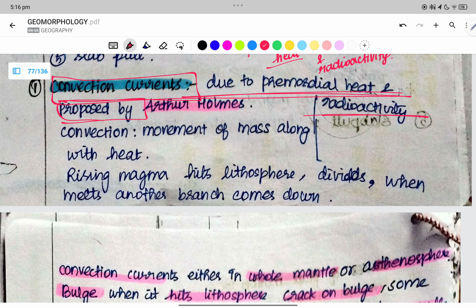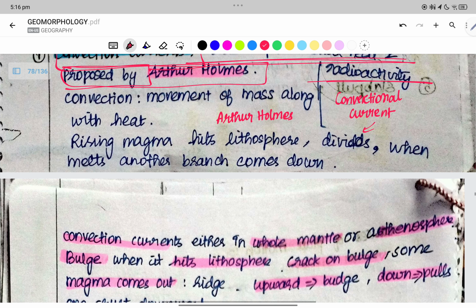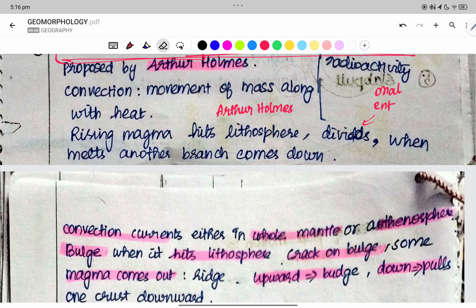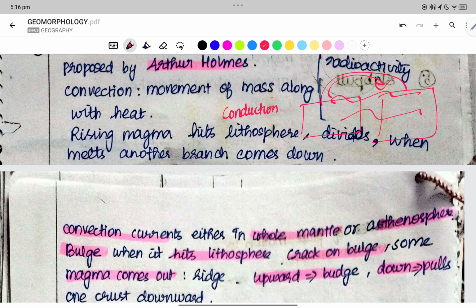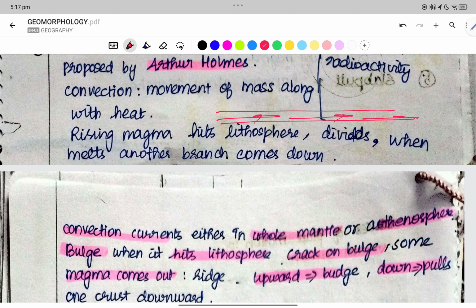Now, the theory of the convection current is proposed by Arthur Holmes. Convection is nothing but a movement of mass along with the heat. The mass is moving along with the heat. For example, conduction is the transfer of heat. The transfer of heat through air is radiation. Conduction, and then we have convection. The mass also moves along with the transfer of heat. Movement of the mass along with the heat.